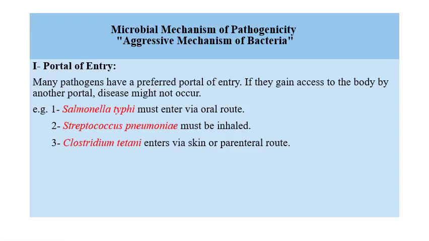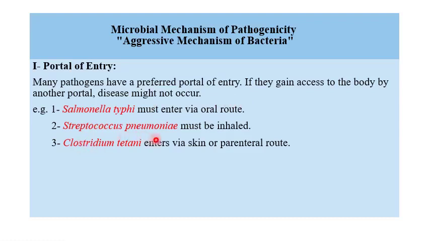فندي هنا examples ونقول تاني نشرح الكلام ده. Many pathogens have a preferred portal of entry. If they gain access to the body by another portal, disease might not occur or usually doesn't occur. Example is Salmonella typhi. This organism is known to cause typhoid. Must enter through the oral route. That means لو دخلت عن طريق other route it will not be pathogenic.